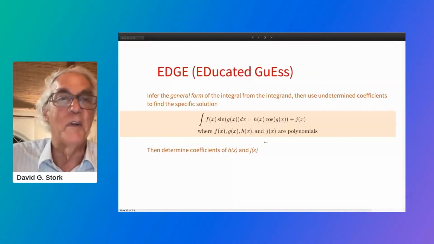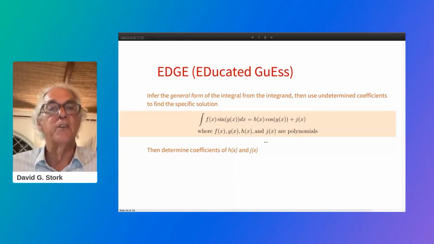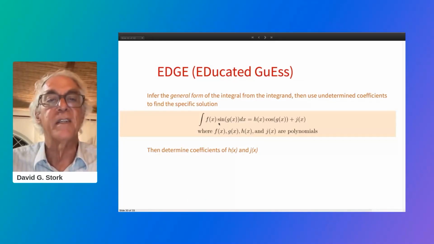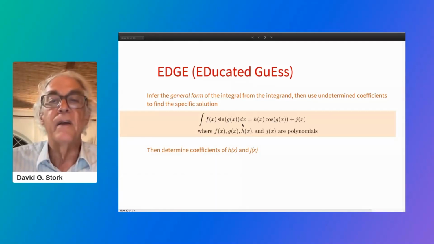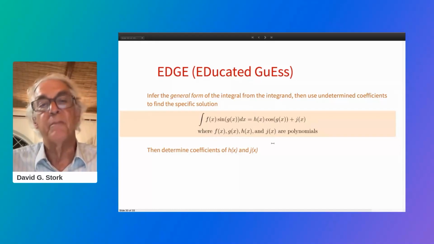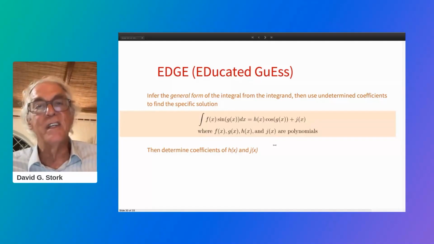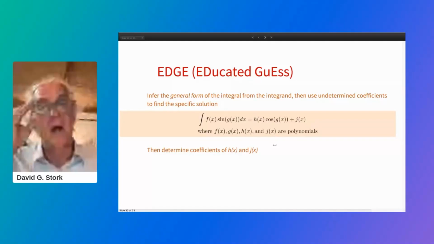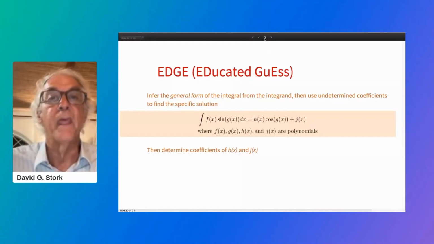I don't have time to go through EDGE, the educated guess algorithm, but if you have a function of the general form f of x, sine of g of x, you have a general form for the output, and the goal is to find these polynomials. Again, I don't have time to go through it, but this is really the innards that you won't get in a mathematics course, but you do get in something that's dealing with computer algebra.